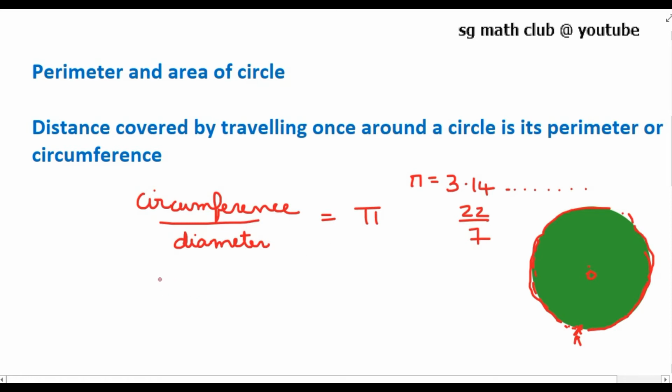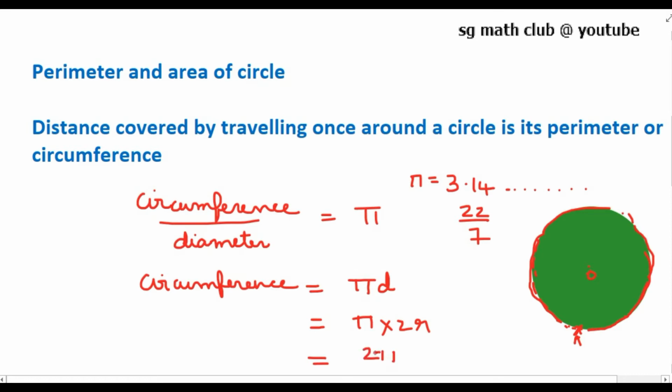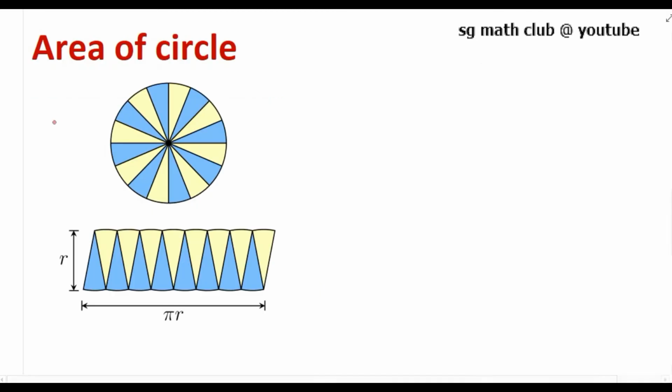From this we can say that the formula for circumference, otherwise called the perimeter of the circle, is pi d, and we know that diameter is twice the radius, so pi into 2r. Usually in problems we will use the formula for circumference of the circle as 2 pi r, where the value of pi can be taken as 3.14 or 22/7. Now next we will see how to find the formula for area of a circle.